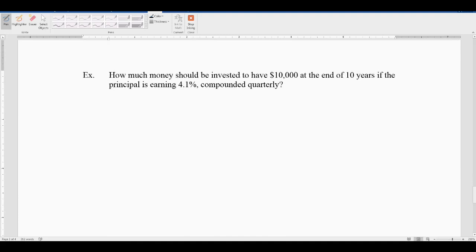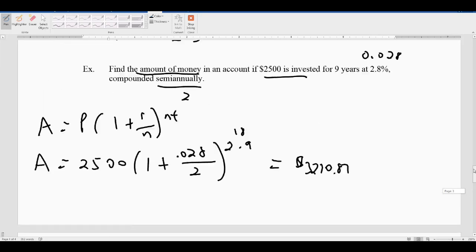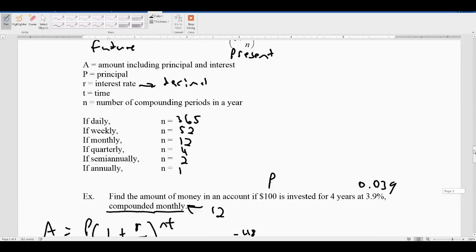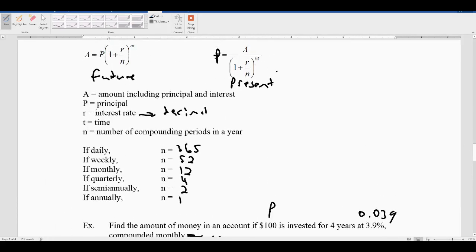Now this question is a little bit different. This time you're asked to find how much money should be invested. So this time you don't know what P is, and you're given the A. So that's where you've got to use the present value formula. P equals, it's the same as this one, I just solved for P, we need to get that.